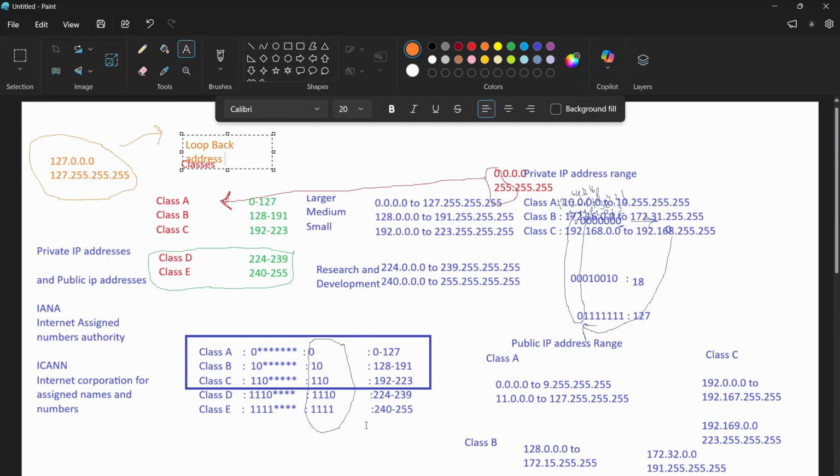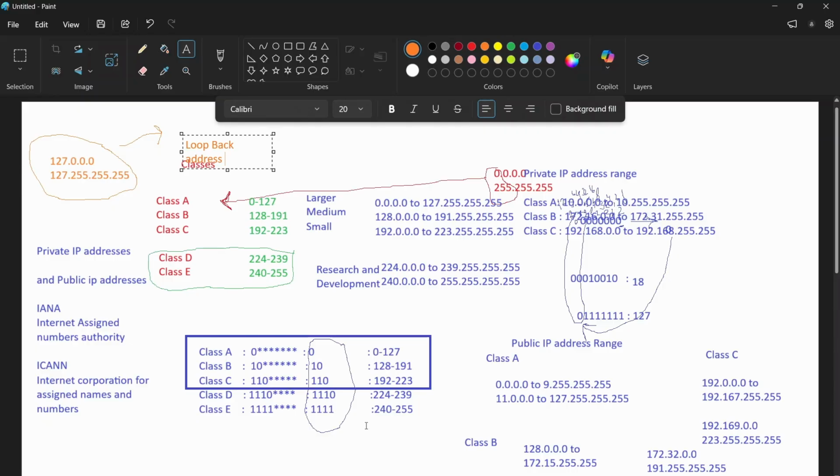In interviews they will ask you the class A, class B, class C, and class D ranges: 0 to 127, 128 to 191, 192 to 223, 224 to 239, and 240 to 255. You have to remember these ranges. And then private IP addresses and public IP addresses. Private IP addresses are free IP addresses.